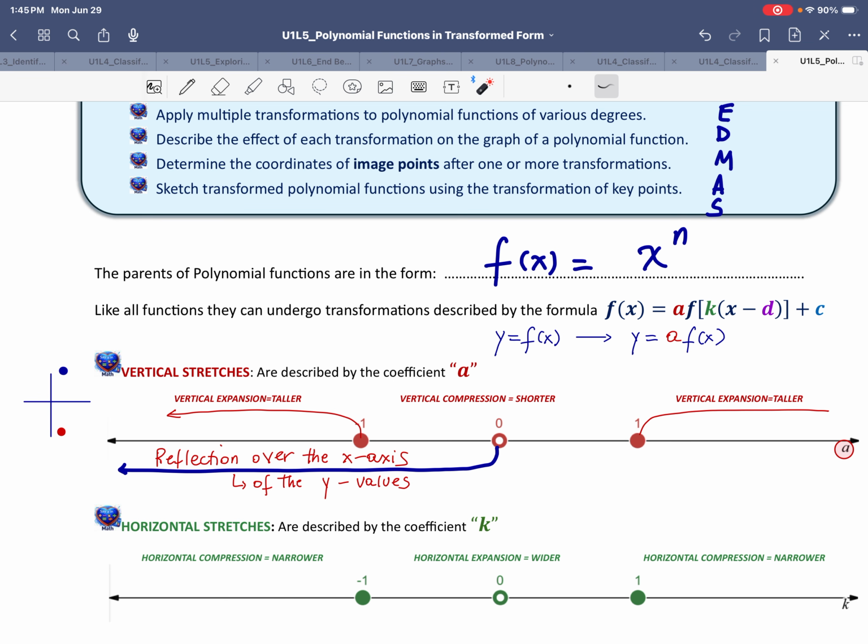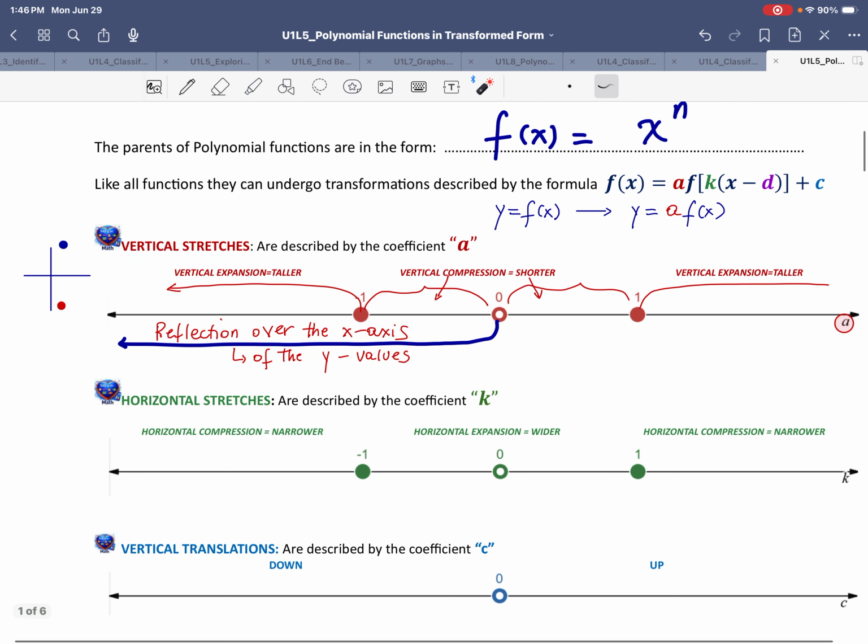Now, for values of a between -1 and 0 and between 0 and 1, the function will undergo a vertical compression, and that is because the values of y now will be multiplied by numbers less than 1, let's say 1 over 2. It's going to make the graph 2 times shorter. So we're going to move on to the next coefficient, and this is our coefficient k here.